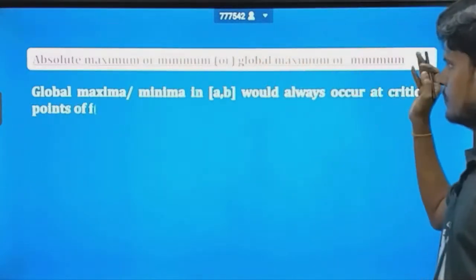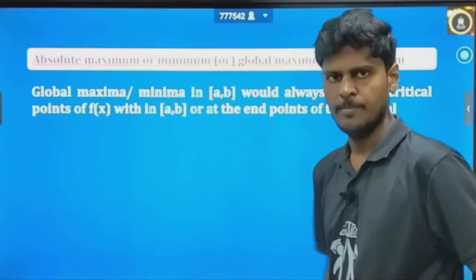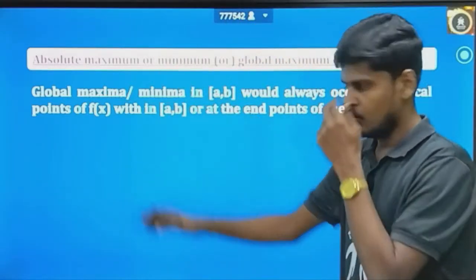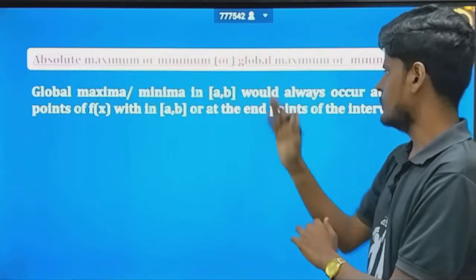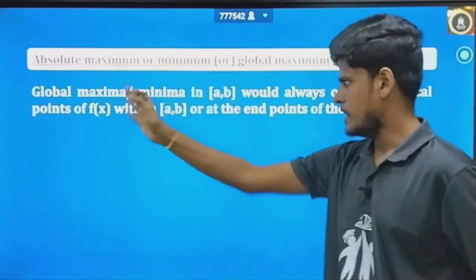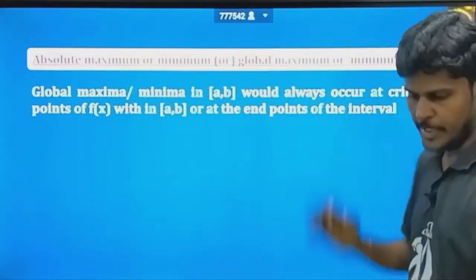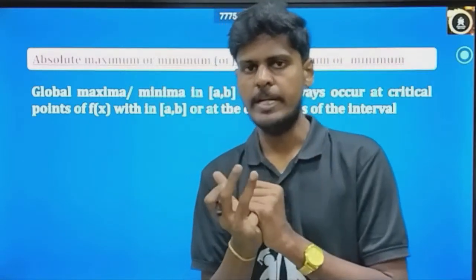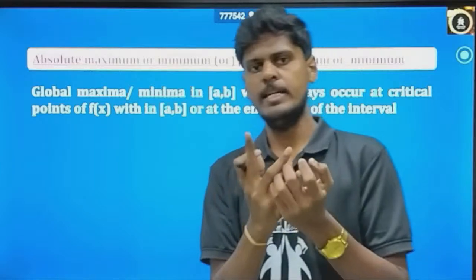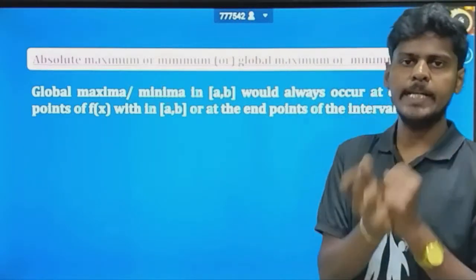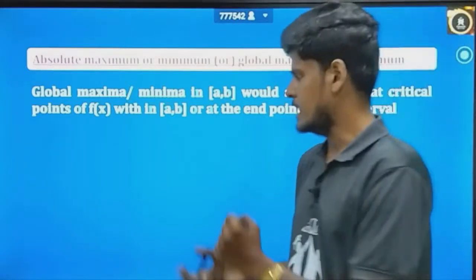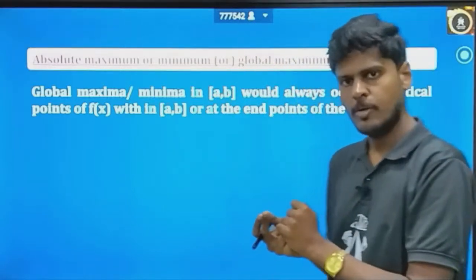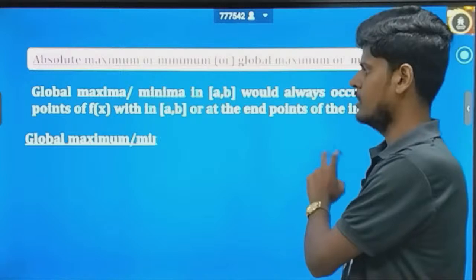What is absolute maximum or minimum, or global maximum or minimum? We have already discussed what is absolute maximum and minimum. We will just go through this. Global maxima or minima would always occur at critical points of the function or at the end points. So whenever we have to find the global maximum or minimum, the first step is to identify the critical points, and then we have to find the values at the critical points as well as at the end points. That is the constant, same procedure for finding the values of global maximum or minimum.